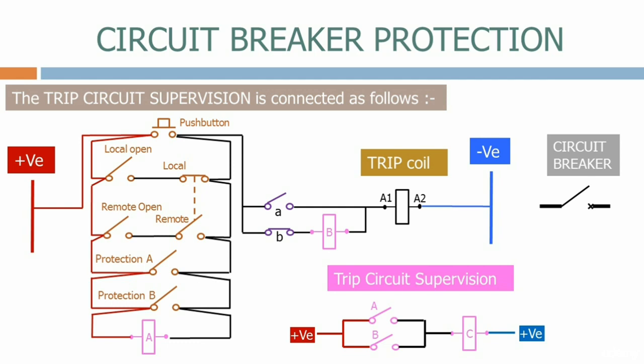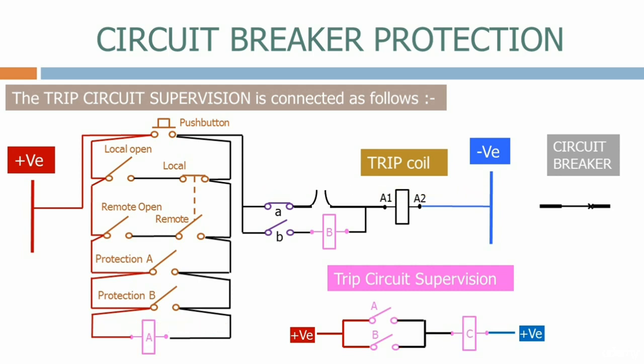Let's now close the circuit breaker and see what happens. In this position, the A coil is energized, and current is flowing from the positive supply through the A coil, through the circuit breaker auxiliary switch, the trip coil, and onto the negative supply. Because the A coil has a high resistance, there is insufficient current to operate the trip coil. As we can see, the A coil is now keeping the C coil energized, indicating that the trip circuit is healthy.